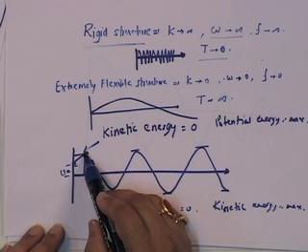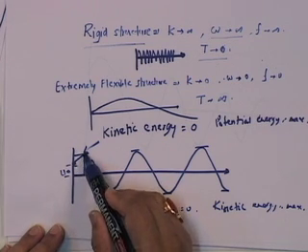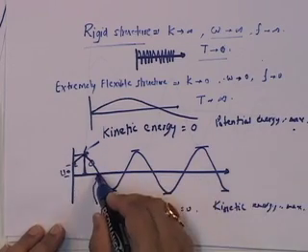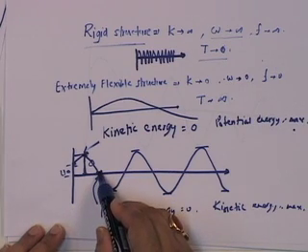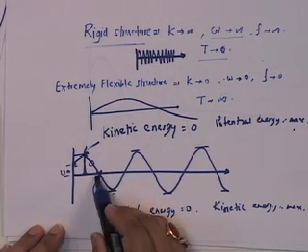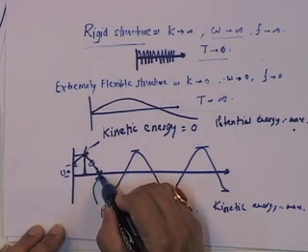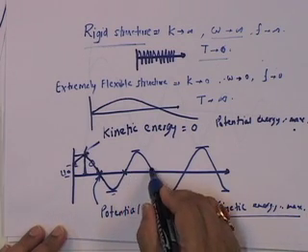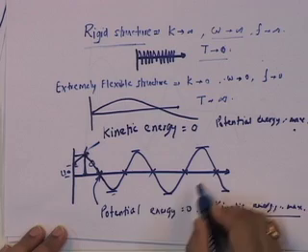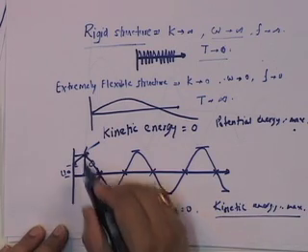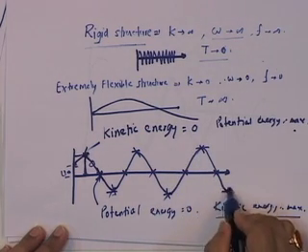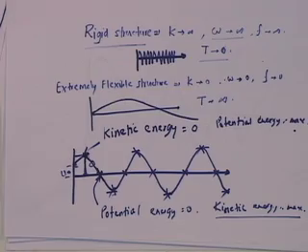At this point, the kinetic energy is 0 because the velocity is 0, but the potential energy is maximum because the amplitude of u is maximum. So, potential energy is maximum. At this point, since the displacement is 0, potential energy is equal to 0, but you have the maximum velocity, and so kinetic energy is maximum, and in the same way at these points potential energy is 0, kinetic energy is maximum. At these points kinetic energy is 0 and potential energy is maximum.